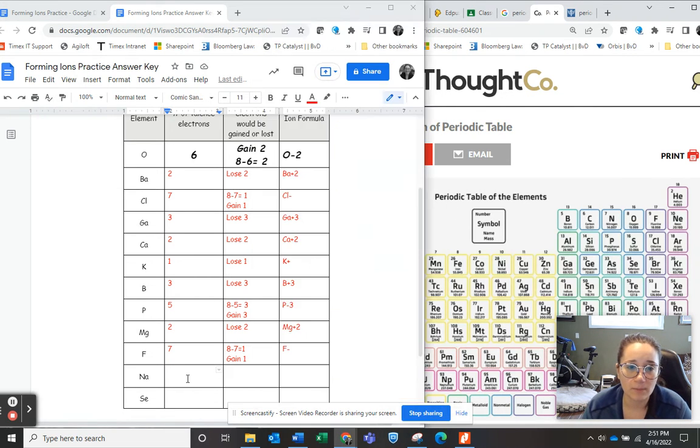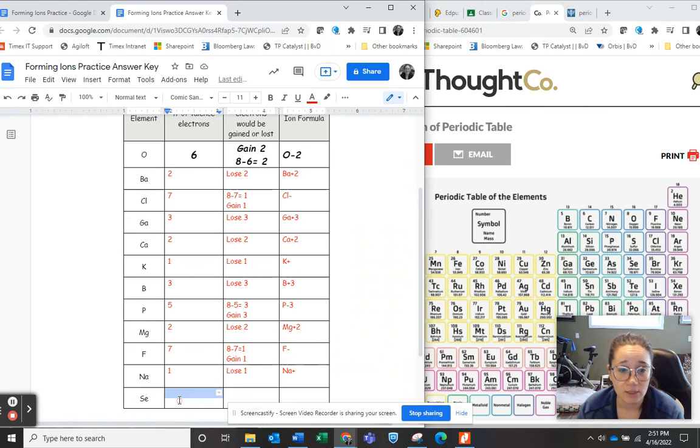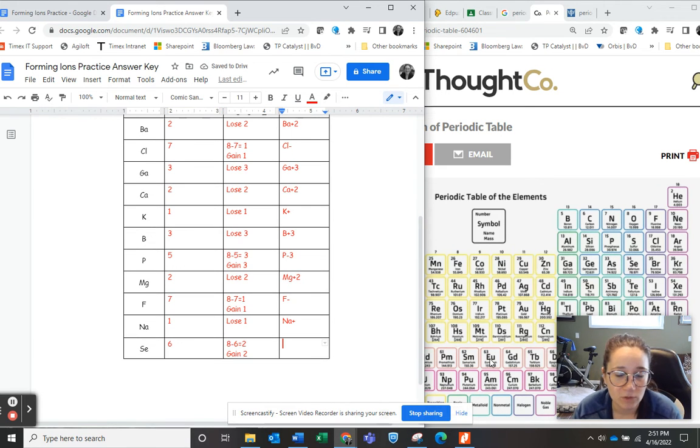Okay, sodium, group number 1, which means we have 1 valence electron. We're going to lose 1. So we're going to have Na plus. And finally, we have selenium, which is, where's selenium? Se, right here, number 16. Group number 16, number 34. So we have 6 valence electrons. 8 minus 6 equals 2, which means we gain 2. Let me move this up. Which means we have Se minus 2.